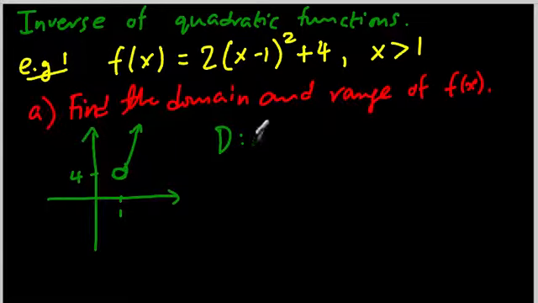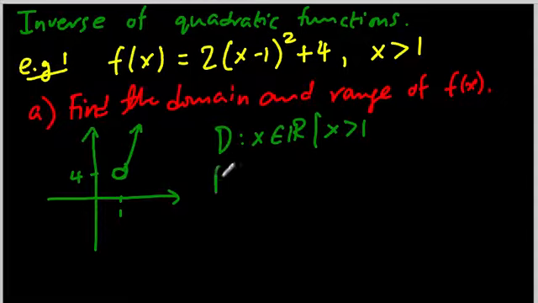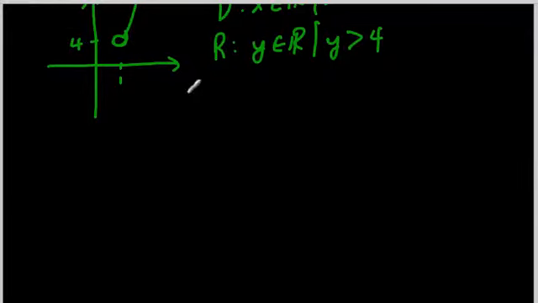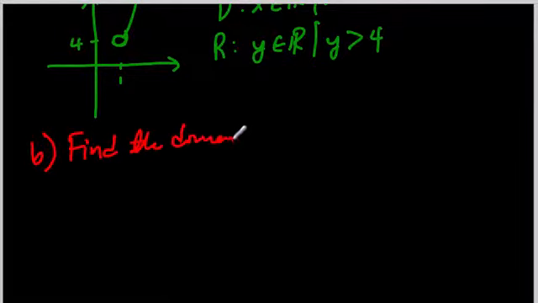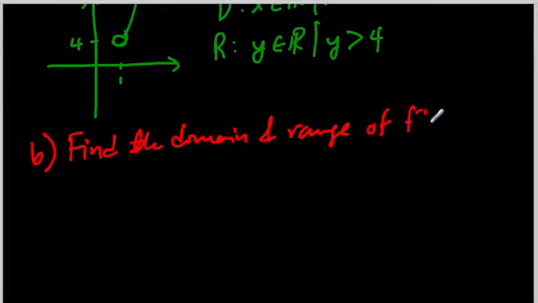And then from this diagram, we can determine the domain and range. So the domain is x is an element of reals, and that's already given to us, so it's x is greater than 1. And the range, as we can see, y is an element of reals, and we can say y is greater than 4, as we can see right here. All right, so that's part A. Now part B is find the domain and range of f inverse of x.